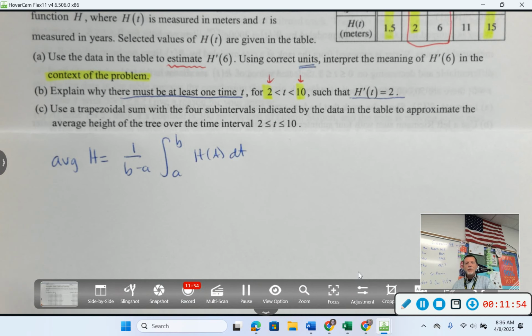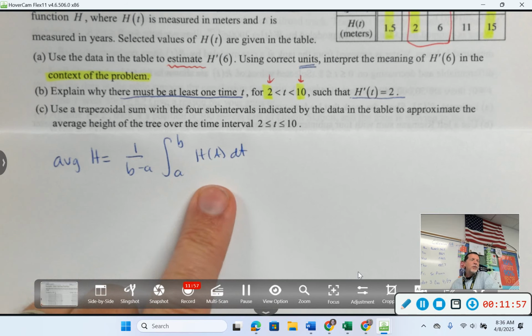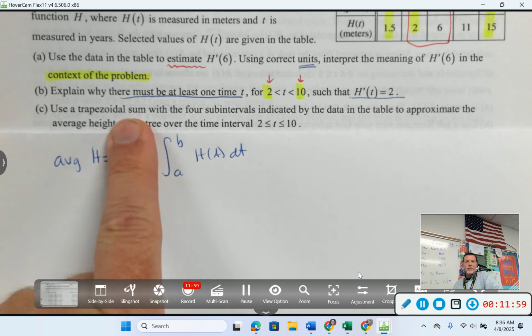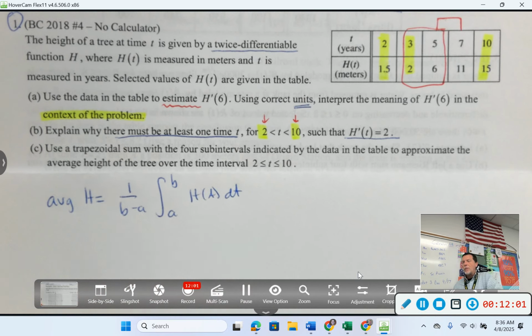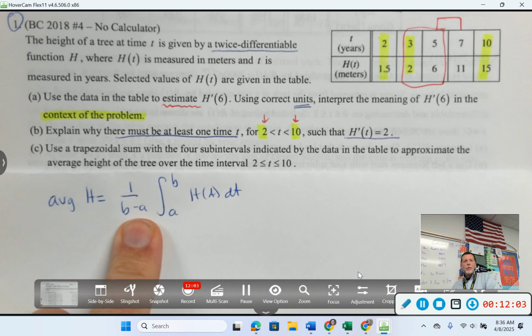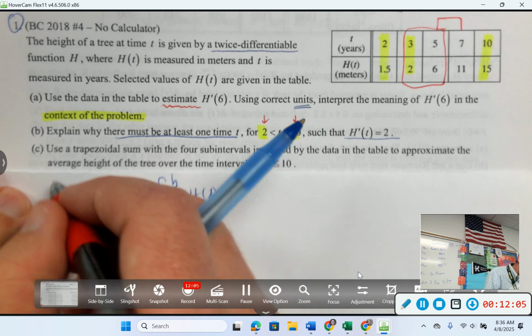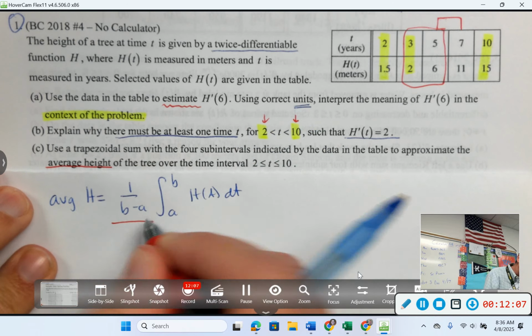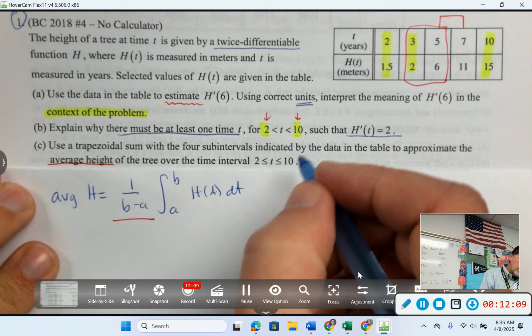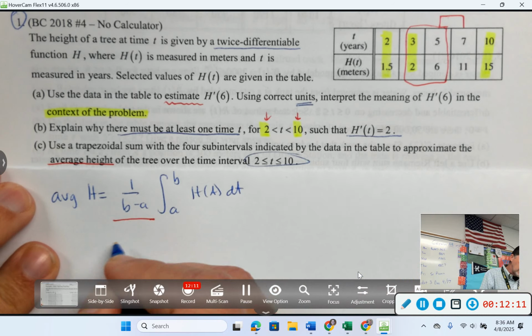There are a lot of people in this problem who know to do the integral because it tells you to do the trapezoidal sum. So like, okay, let's do the trapezoid sum. But they'll forget that 1 over b minus a, because we're looking for average height. So from 2 to 10, use the endpoints.